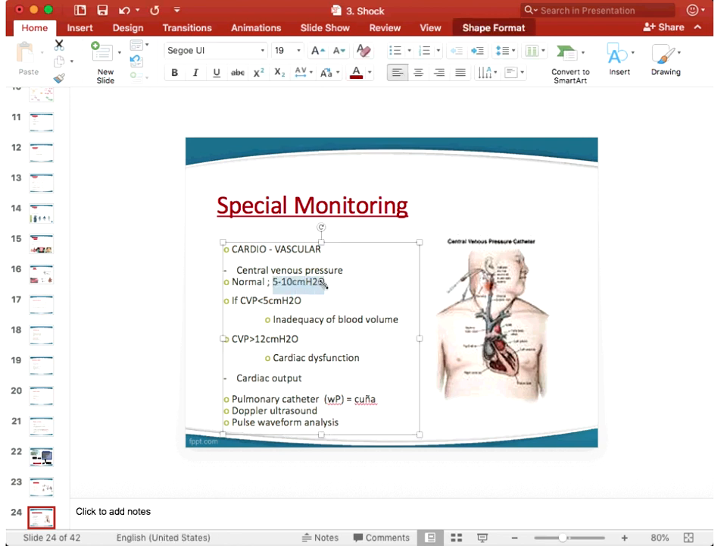Sorry, 5 to 10. 5 to 10 centimeters of water, that's the range of normal pressure in the right atrium. If you have below this value, that means that your patient is dehydrated and you can still infuse larger amounts of volume in that patient. But if you measure a pressure that goes beyond 12, that means you have to be careful. You're not allowed to infuse any more volume, otherwise you're going to cause him for sure a pulmonary edema.